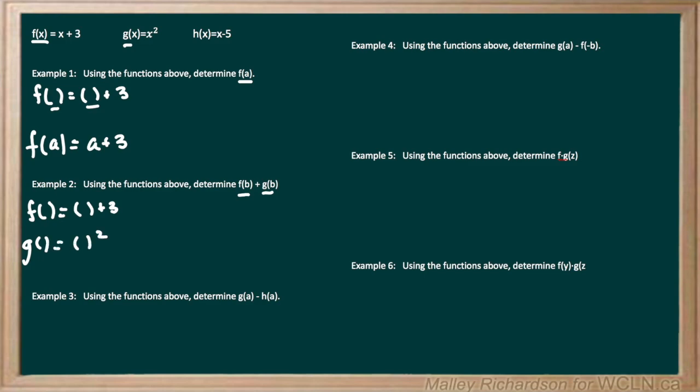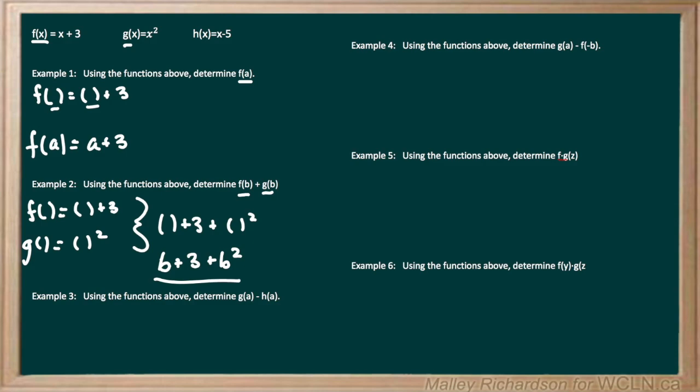Now we need to combine these two together. So we have f of b, so we have empty brackets plus 3, plus g of b, so empty brackets squared. Now wherever we see empty brackets, we want to replace them with b. So we have b plus 3 plus b squared as our final answer.